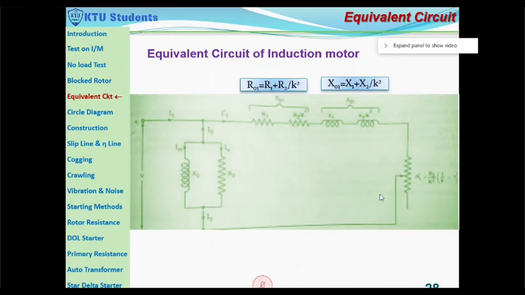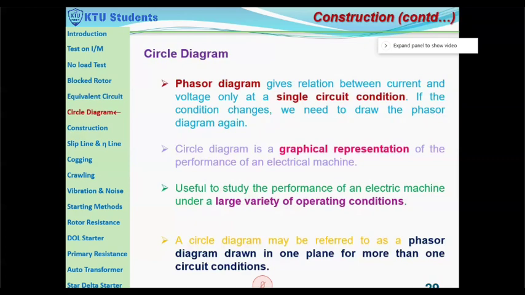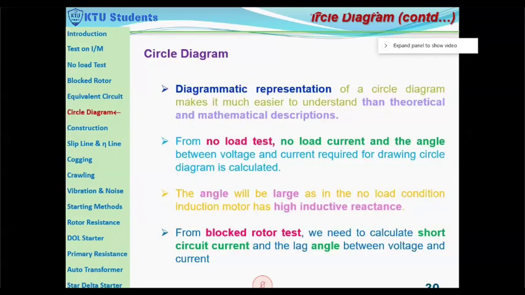The circle diagram is nothing but a phasor diagram, which gives the relation for a single circuit condition. If you want a large variety of operating conditions, you can go for the graphical representation known as the circle diagram. So the circle diagram is a phasor diagram drawn in one plane for more than one circuit condition. This diagrammatic representation is easier to understand than the theoretical and mathematical descriptions. From the no load test, you get the no load current and the no load angle, and from the short circuit test, you get the short circuit current and the angle between these two. In the circle diagram, if you consider a series RL circuit, the locus of the current is a circle.